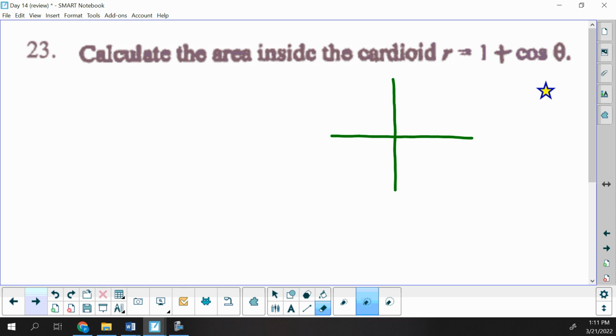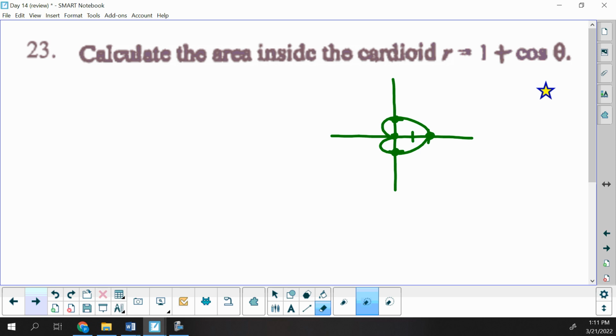So just so we can kind of visualize it, cos of 0 is 1. 1 plus 1 is 2. So we'll have 2 comma 0 for the first point. Pi over 2 will give us 1. So we're going to be right there. Then pi is going to give us 0. So this part's going to look something kind of like that. 3 pi over 2 is going to give us 1. So it's going to be something kind of like that. Or so, my curves might be a little different.